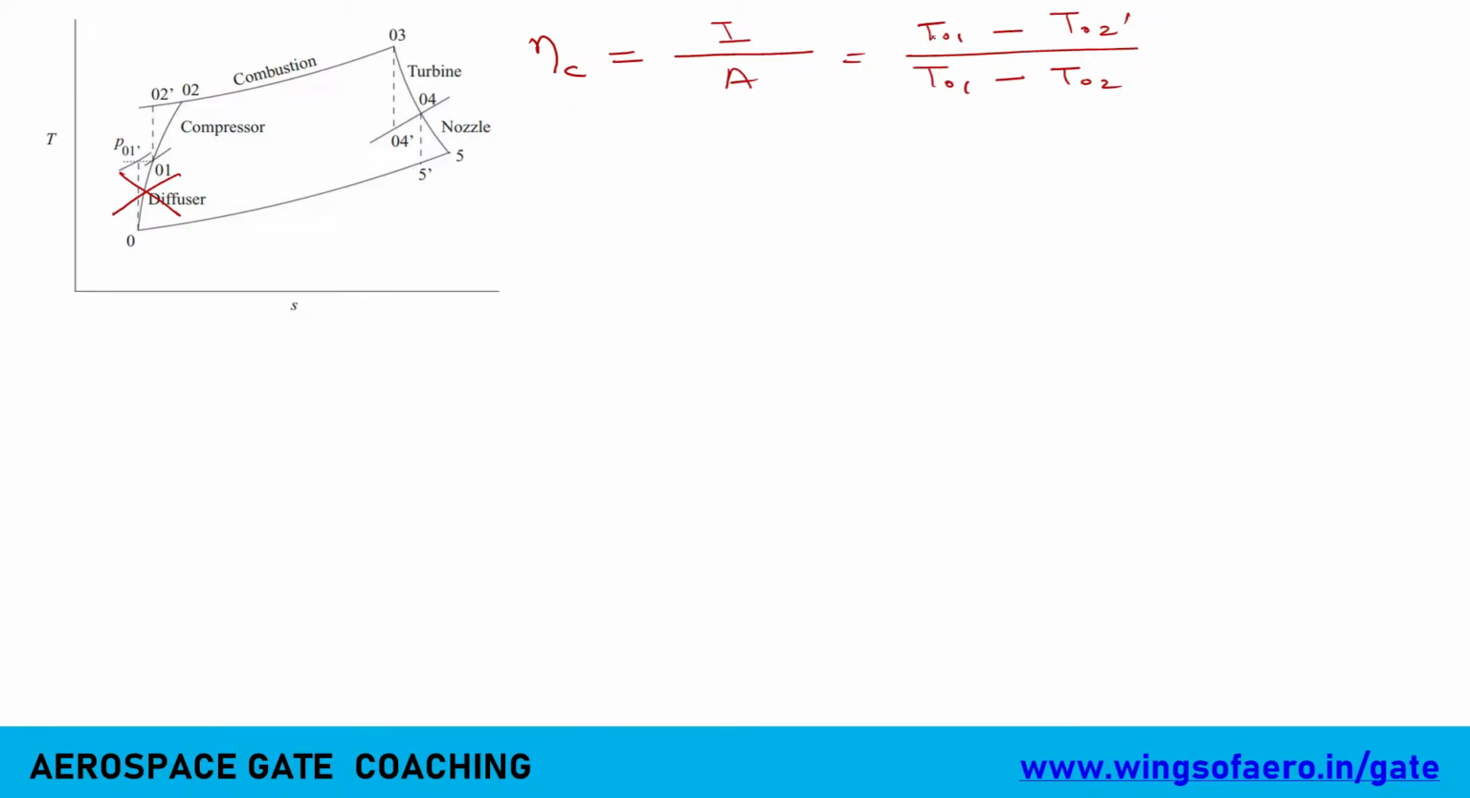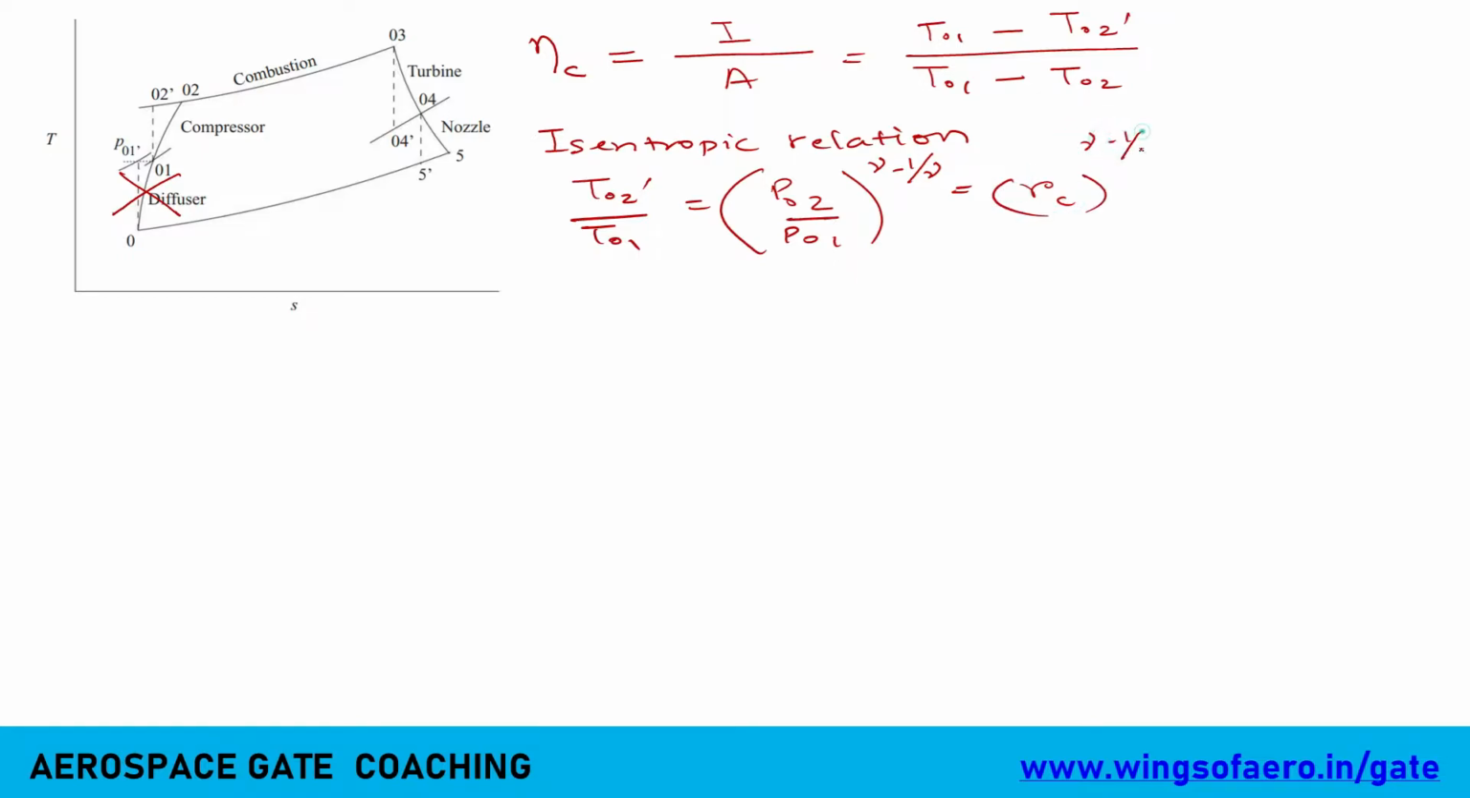Now in the given data we have T01, but we have neither T02 nor T02 prime. But we know the isentropic relation. What does the isentropic relation say? It's the ratio between T02 prime by T01 equals P02 by P01 to the power gamma minus 1 divided by gamma. And this P02 by P01 is also known as RC, isn't it? The RC value is provided in our question, the gamma value is known, and the T01 value is also known. Can you find T02 prime? Definitely. Find it out and quickly tell me the answer.